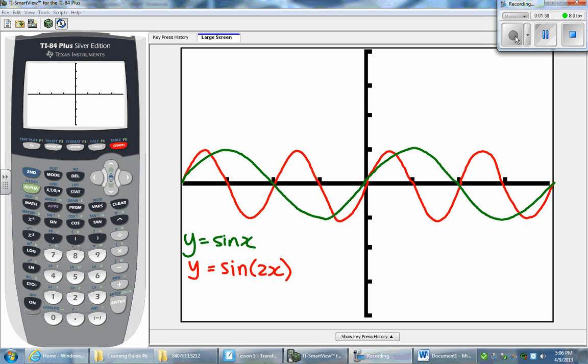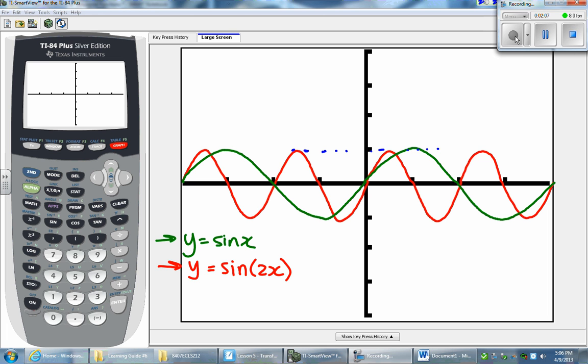All right, so now my two curves are color-coded. My green graph represents the original function, which is y is equal to sine x, and my red curve represents the transform function, y is equal to sine 2 times x. So let's observe these two graphs here. Notice that the amplitude did not change. My amplitude is constant throughout. It still stayed as 1. But what did change here are your x-intercepts.